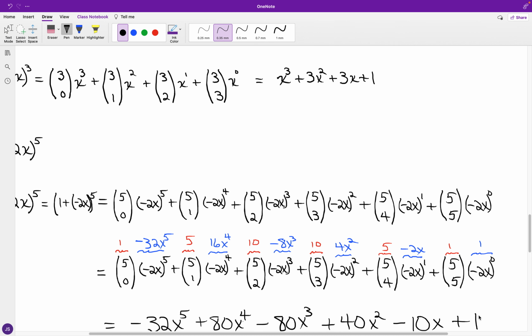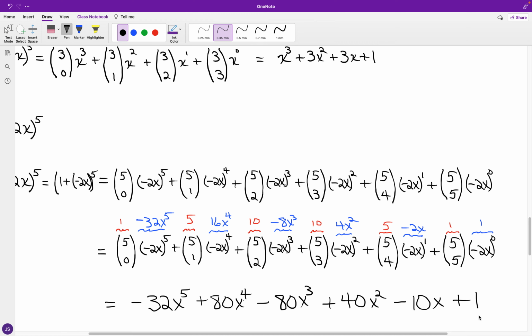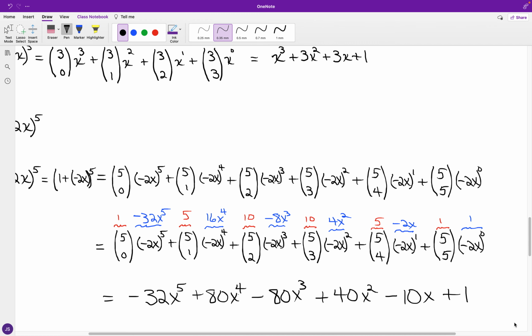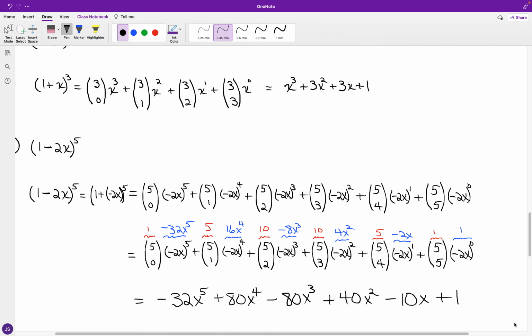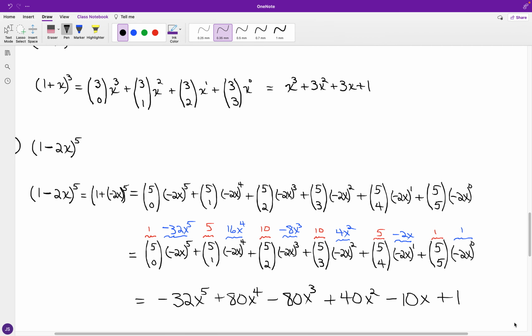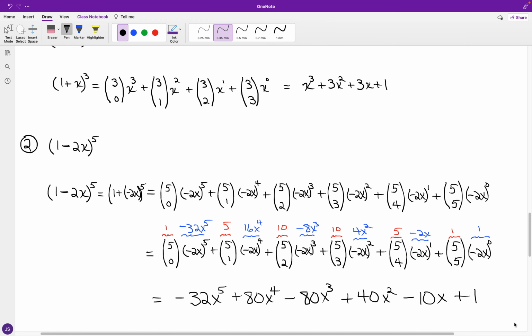And taking the product, for the result, for the quantity of 1 minus 2x raised to the fifth, we have minus 32x to the fifth plus 80x to the fourth minus 80x cubed plus 40x squared minus 10x plus 1.